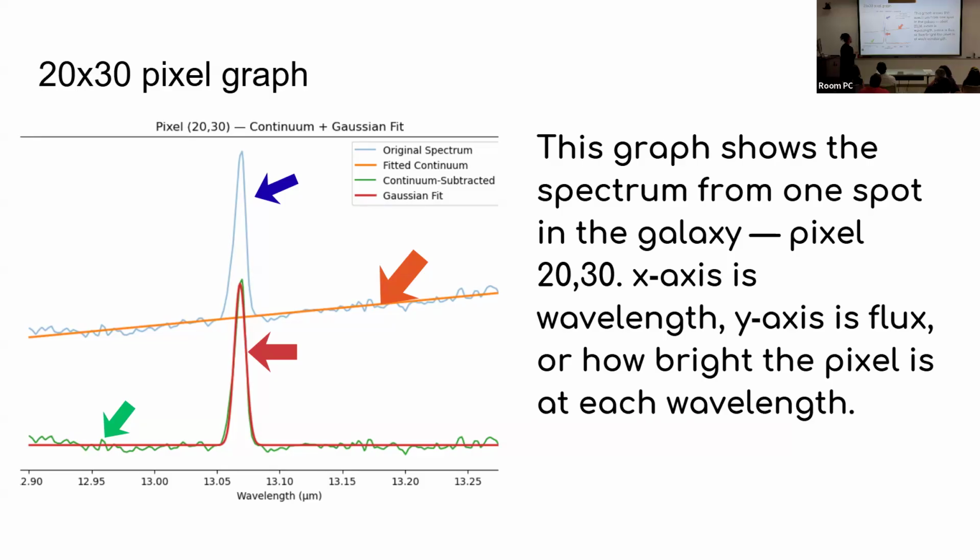The peak is 13.008, and the width is about 0.046, which is basically small. So it's saying there's little to no turbulence, there's little outflow, and it's not really active. And the amplitude shows where the line is strongest, the emission when it's at its strongest.